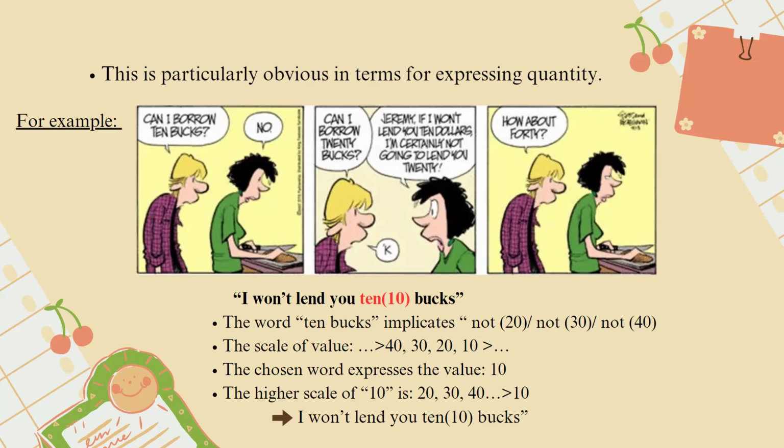Let's look at an example: I will lend you 10 bucks. The words 10 bucks implicate not 20, not 30, and not 40. The scale of values is 40, 30, 20, and 10. The speaker would express this value, 10. The higher values on the scale are 20, 30, and 40. The meaning for the speaker is that I will lend you only 10 bucks.